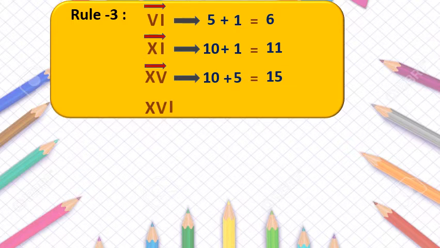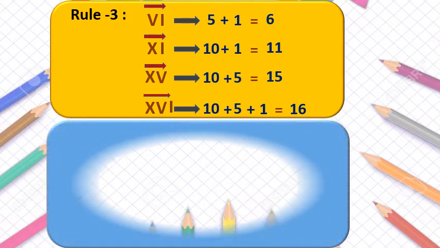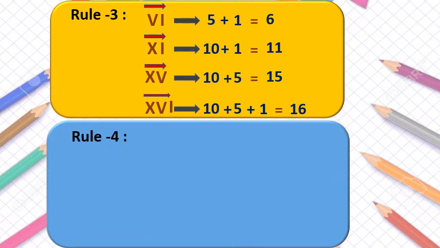One more we will take. See here, 3 numbers we have taken. V and I are written on the right side of the X. So here the value is 10 plus 5 plus 1. So is equal to 16. Got this? When you write I or V on the right side of a bigger number, we add the numbers. Now we'll move to rule number 4.